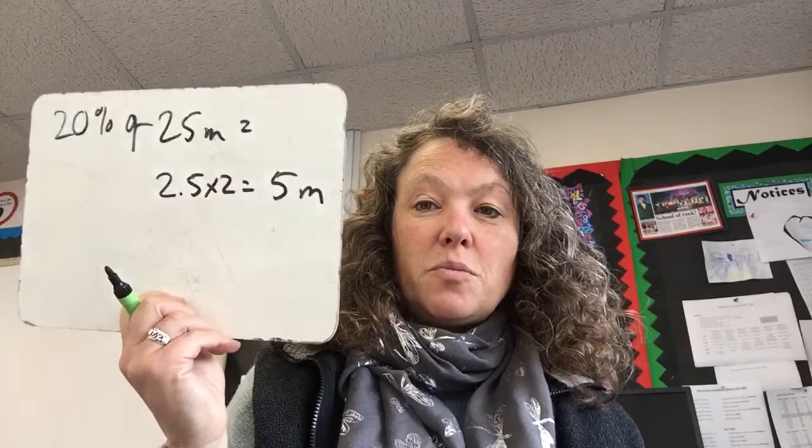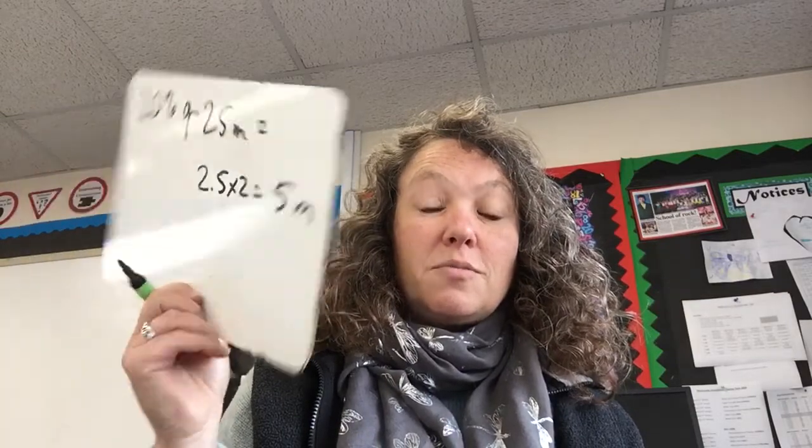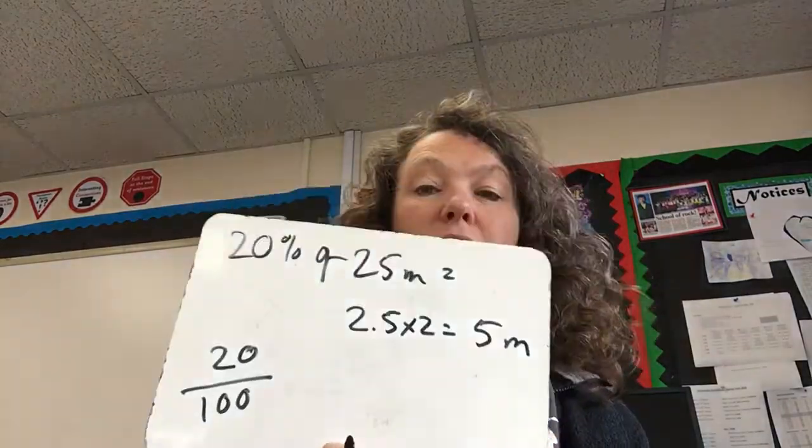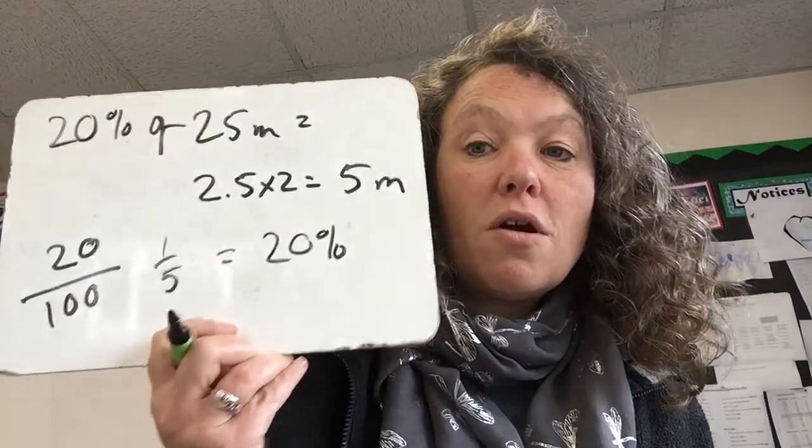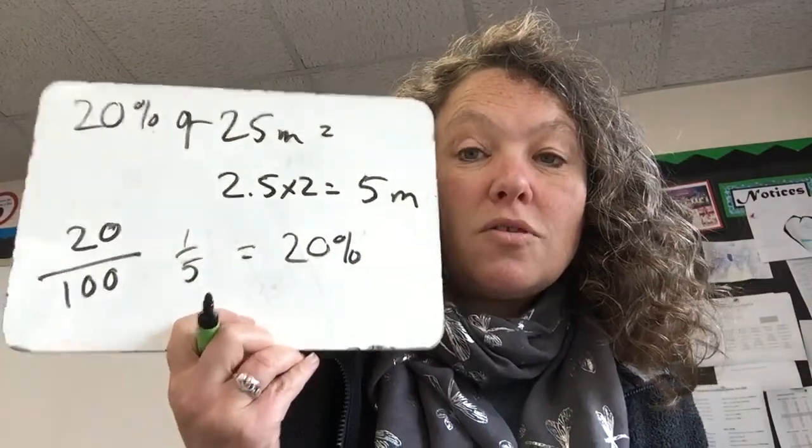Now some of you may have spotted that you could just divide it by 5 in the first place, because you may have realised that 20 out of 100 can be simplified to a fifth. So 20% is the same as a fifth. Okay, now if you can't remember that, that doesn't matter, because you don't need to remember that at this stage. You just need to remember how to find 10%, and then you know that you double it to find 20%. And if you want to find 30%, you do exactly the same thing. You find 10%, and then you times it by 3. 40%, you're going to times it by 4, and so on.